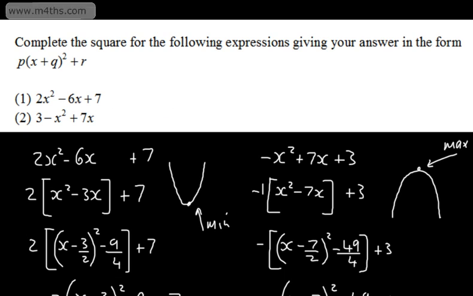Okay, let's move on. So far we've been putting it in this form, p times the quantity x plus q all squared, plus r. I've just been doing this part for some additional learning, but if you're simply asked to write the expression, this is all we need to do.